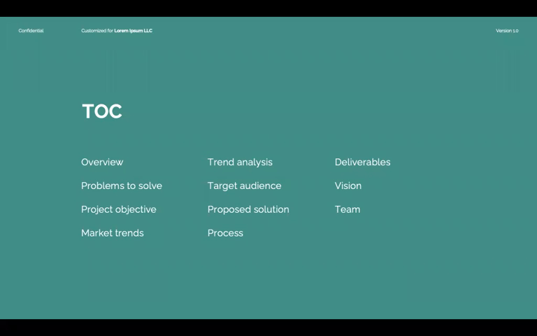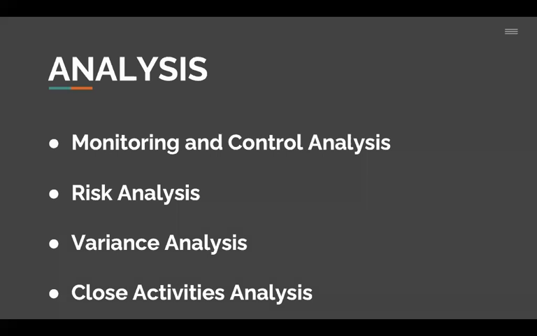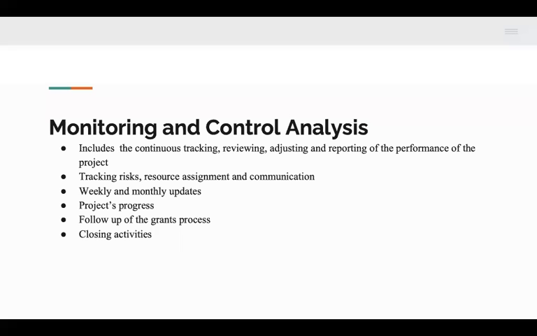We would now discuss the analysis of monitoring and controlling the project. This includes the risk analysis, variance analysis, and closing activities of the project. In order for the project manager to have a clear understanding of how the project has been performing, there is a grave need to monitor and control its activities with continuous tracking, reviewing, adjusting, and reporting of the project's performance. This allowed the project manager to make informed decisions.